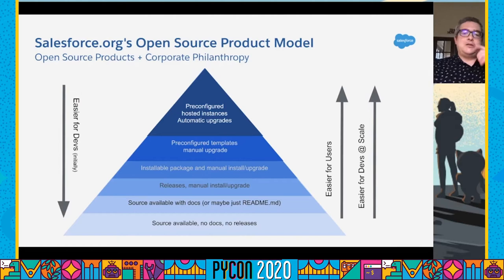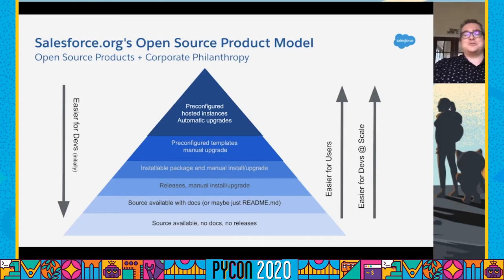At the top of the pyramid here is really where we target our open source model, which is the idea of providing pre-configured, fully hosted instances of our software with automatic upgrades on a regular basis. We cut in new releases of all of our products every 2 weeks and push upgrade those to all of our existing customers. So those 44,000 plus organizations using us.